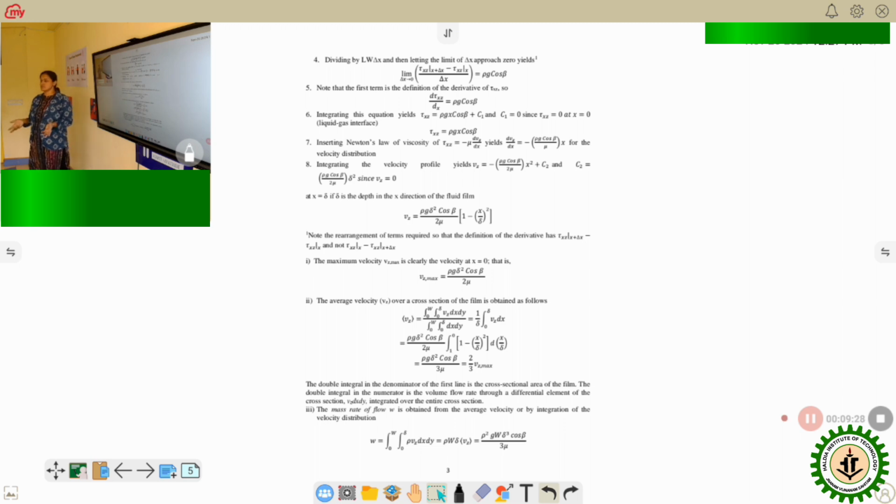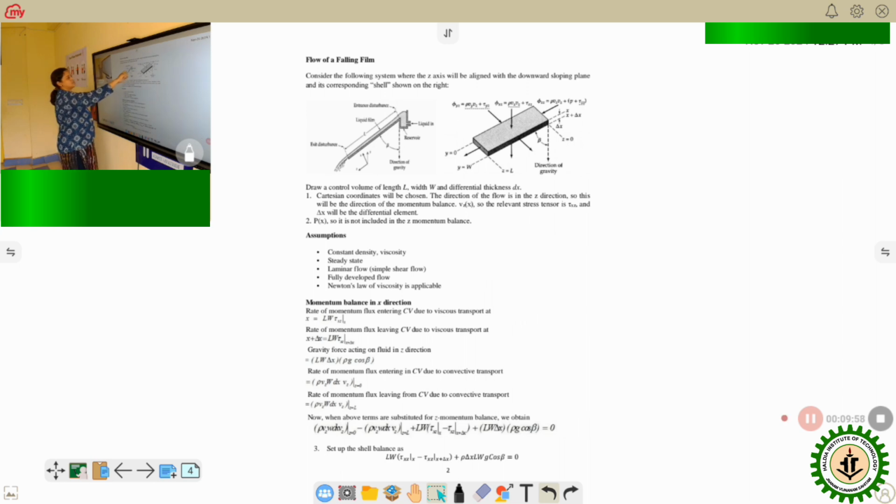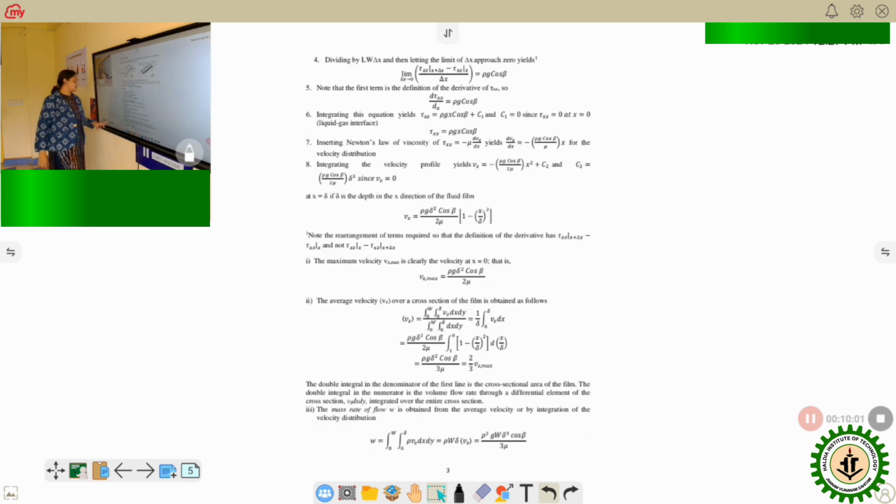C2 is another constant, an integration constant. So we obtain the value of C2. We take the further boundary condition. What are the boundary conditions? At x equals delta, Vz equals 0. What is x equals delta? Delta is the depth in the x direction of the falling film. This portion is the depth in the x direction of the falling film.